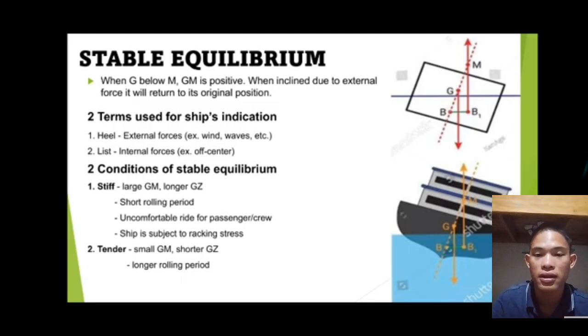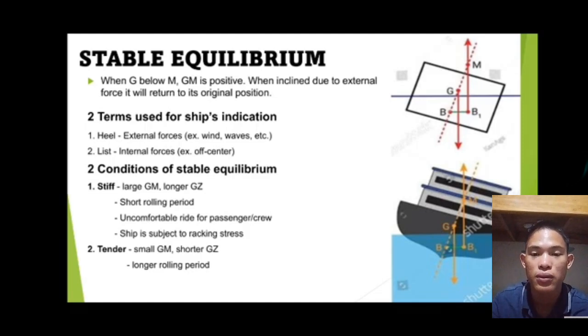Number 1, stiff. Large GM, longer righting arm. Short rolling period. Uncomfortable ride for passengers or crew. The ship is subject to racking stress.